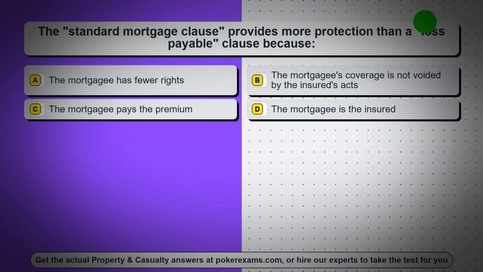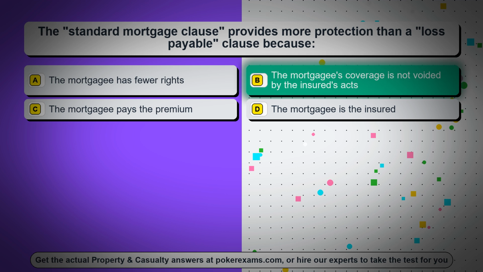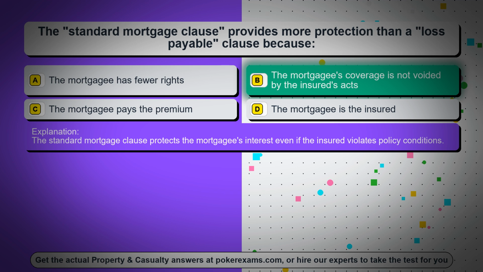Question 76. The standard mortgage clause provides more protection than a loss payable clause because: option A, the mortgagee has fewer rights; option B, the mortgagee's coverage is not voided by the insured's acts; option C, the mortgagee pays the premium; option D, the mortgagee is the insured. The correct answer is option B, the mortgagee's coverage is not voided by the insured's acts. The standard mortgage clause protects the mortgagee's interest even if the insured violates policy conditions.